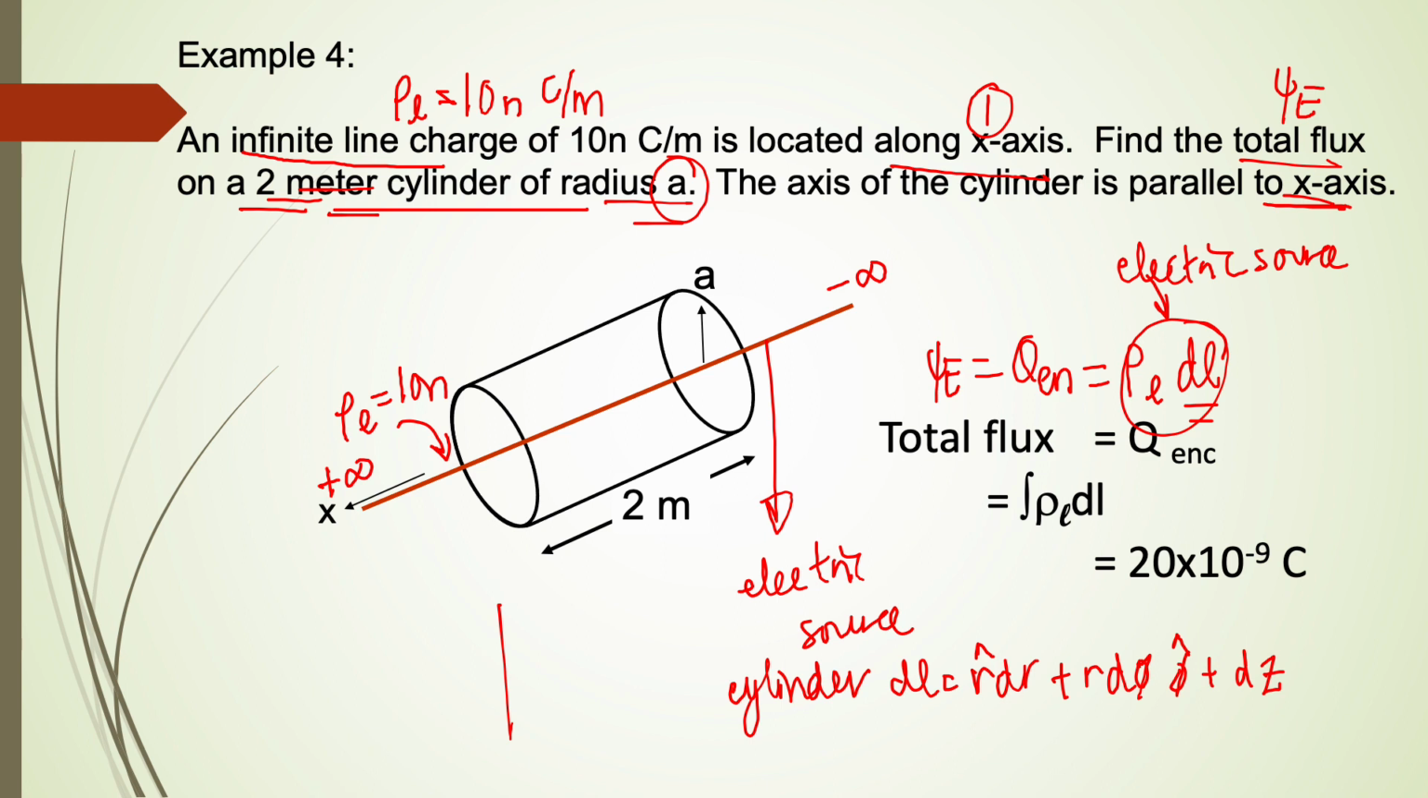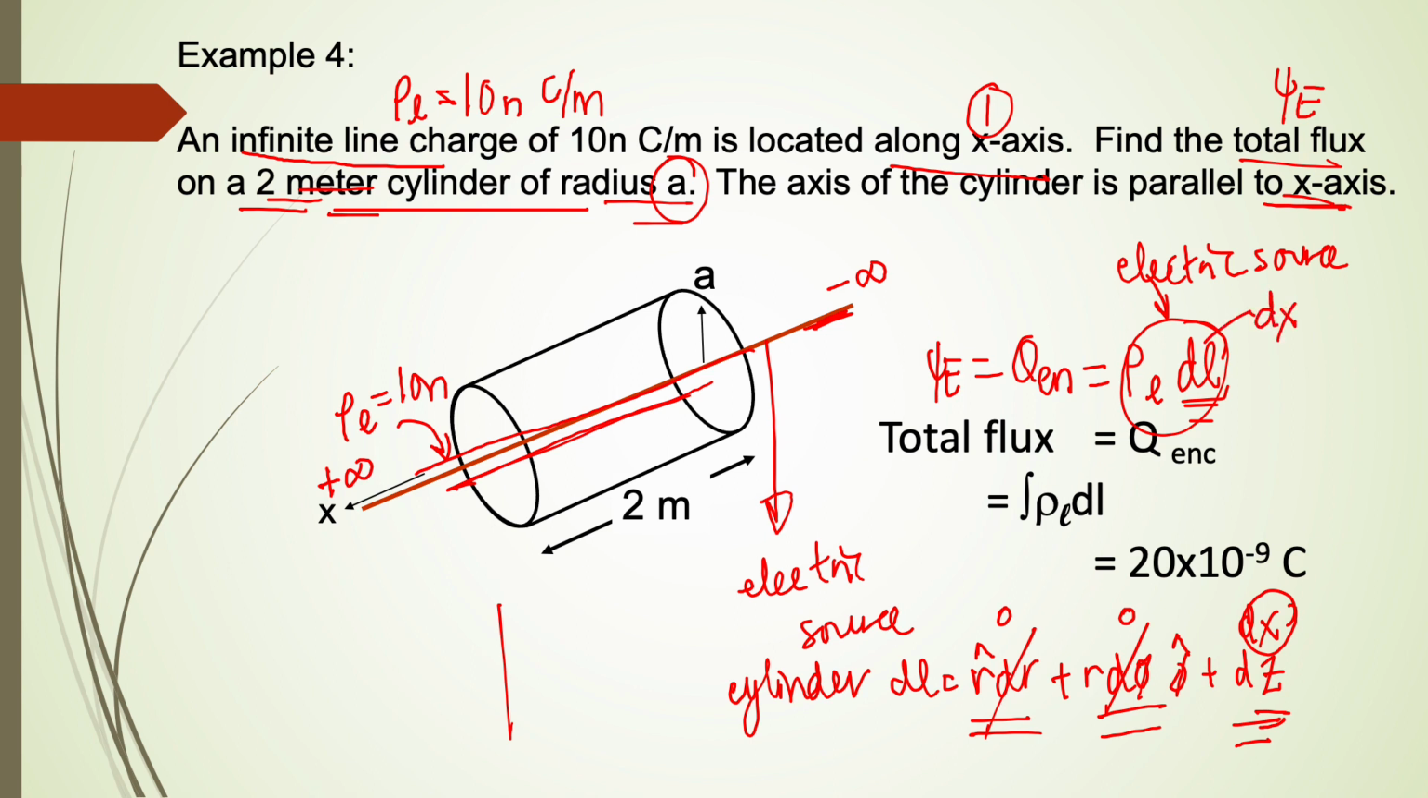But in our case, since the line lies along the x-axis, instead of dz, it's going to be dx, right? So let's see all of these variables. There are going to be no changes in r, so of course this is going to be 0. There's also no change in the φ direction, so this is 0. But of course there are going to be changes in dx, because it depends on how long our electric source is. So only dx is left, so our dl is going to be dx, right?